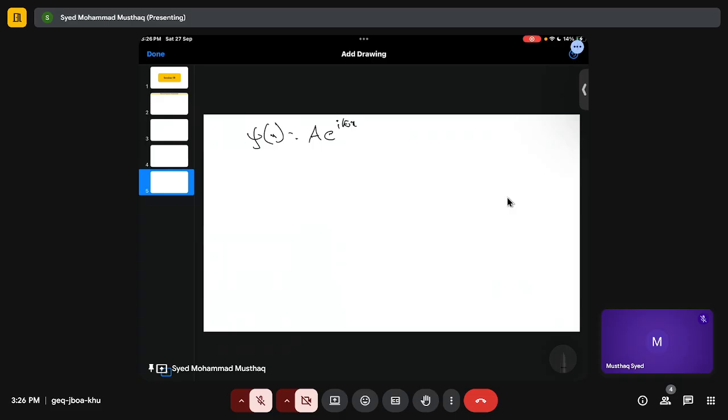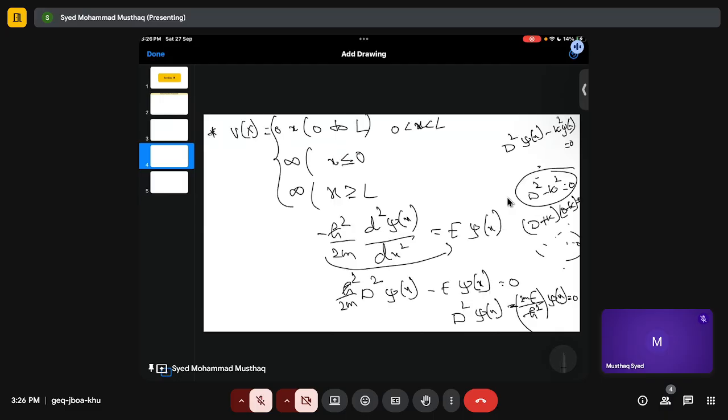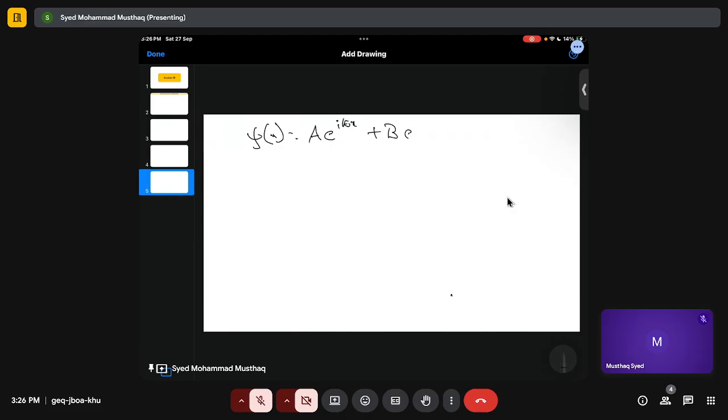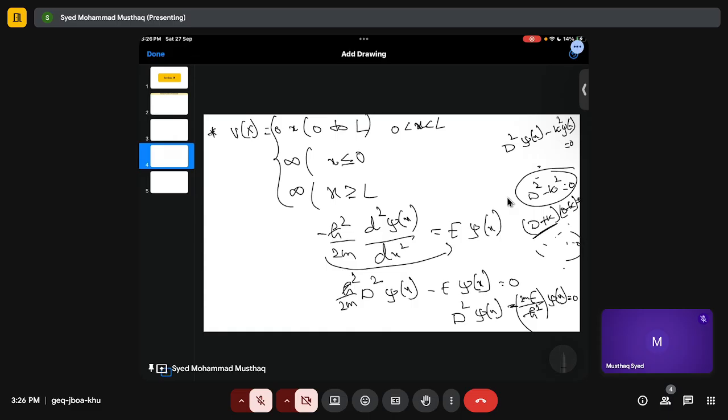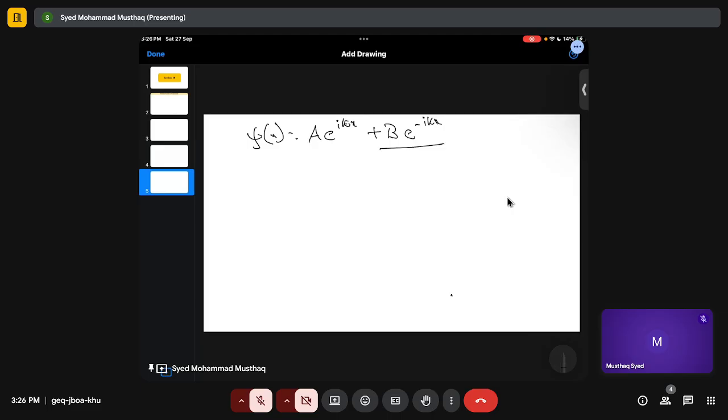Right, now for this the general solution should be like this. It should be B e to the power minus i kx. See, because if I have d plus k, then I should get this one. If I have d minus k, then I should get this one. Right? Now A and B are my constants.